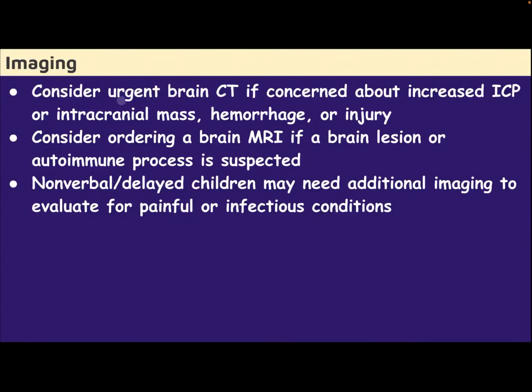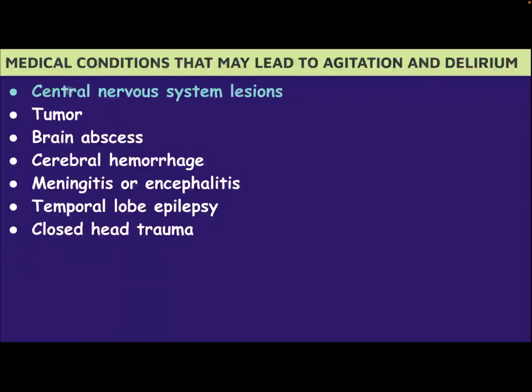Imaging: consider urgent brain CT if concerned about increased intracranial pressure or intracranial mass, hemorrhage, or injury. Consider ordering brain MRI if brain lesion or autoimmune process is suspected. Nonverbal, delayed children may need additional imaging to evaluate for painful or infectious conditions. Medical conditions that may lead to agitation and delirium.